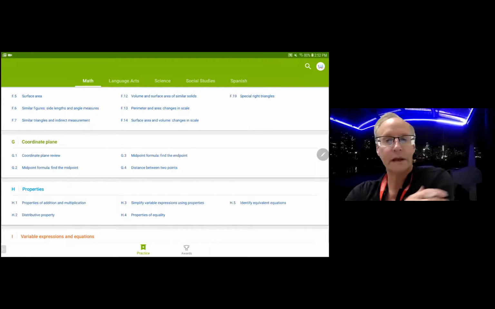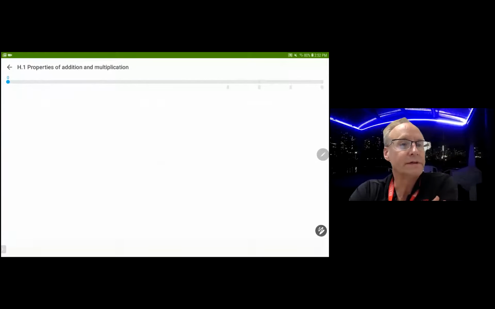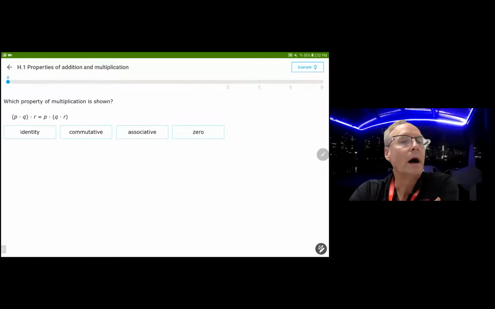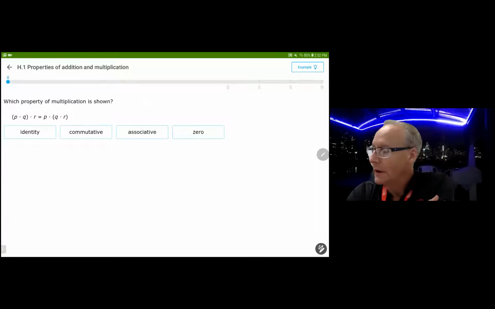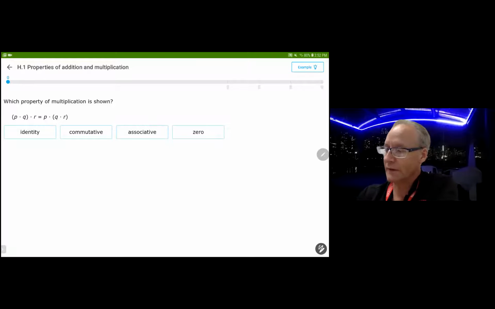So here we go. H1, properties of addition and multiplication. What property is shown? Let's take a look. Well, did they regroup? They grouped the P times the Q times R, and then they grouped the Q and the R together. So they're regrouping, which is the associative property of multiplication. A really good trick is when they switch the multiplication, but they have a grouping symbol in it. This is the associative property.